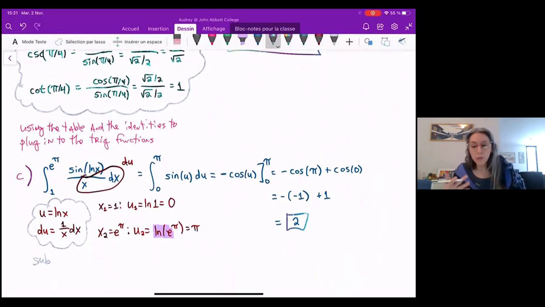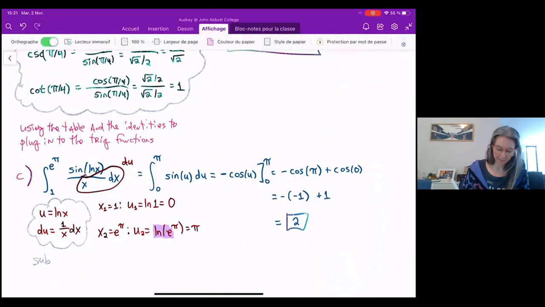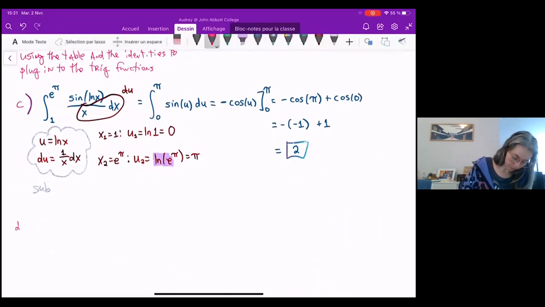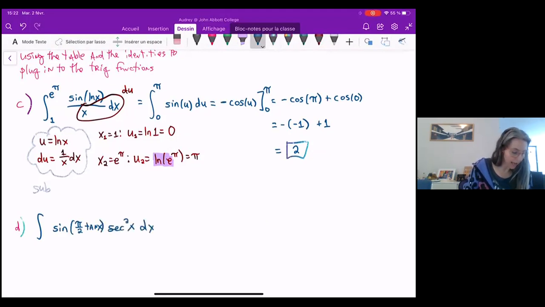Okay, so that was a pretty straightforward substitution. Let's go a little bit crazy for the last one. We got this. So final question. The integral of sine of pi over 2 tangent x times secant squared x dx, all between 0 and pi over 4.